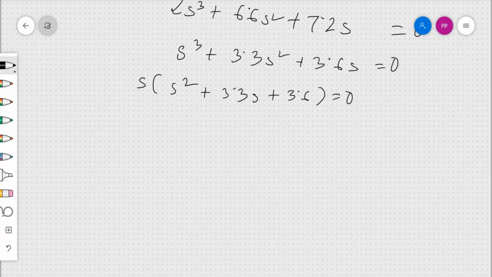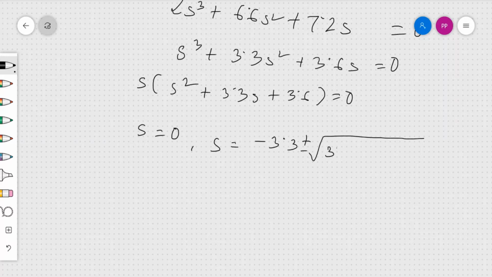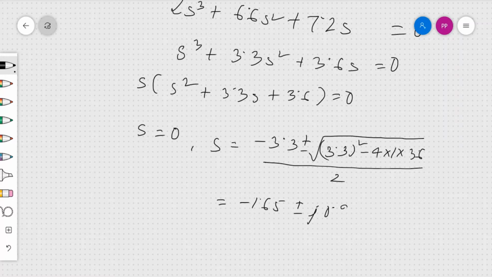So if I solve it using the same formula as I explained in all my previous lectures, I have s equal to 0 and then s equal to minus b plus minus root b square minus 4ac, divided by 2a, and this becomes minus 1.65 plus minus j 0.936. So you take a pause here and solve it yourself.